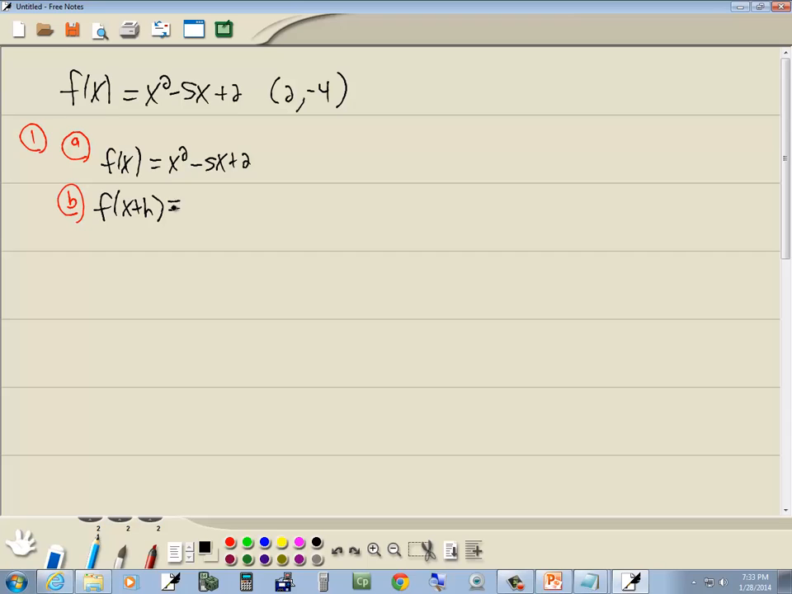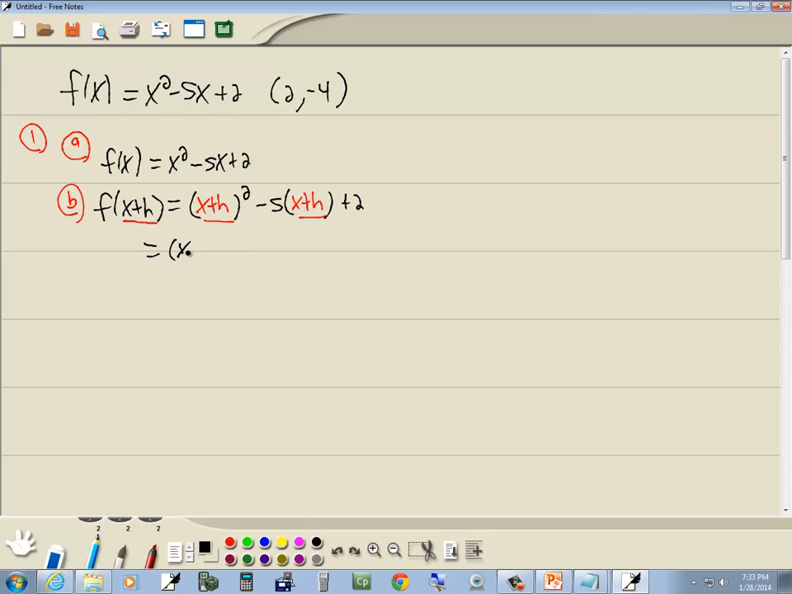Now this is just evaluating the function. So we'll go back to our original function. Everywhere we have an x, we'll put in a parentheses. Everything else remains exactly the same. So we've got parentheses squared minus 5 times parentheses plus 2. Now whatever's inside the parentheses right here is automatically what you put in here and here. So this will be x plus h, and this one will be x plus h.